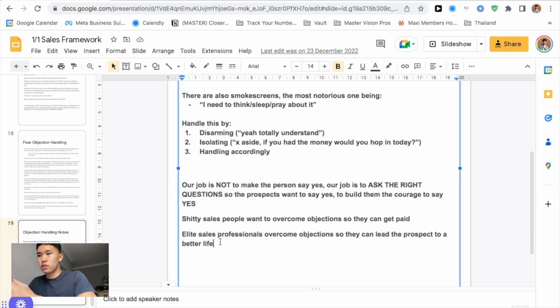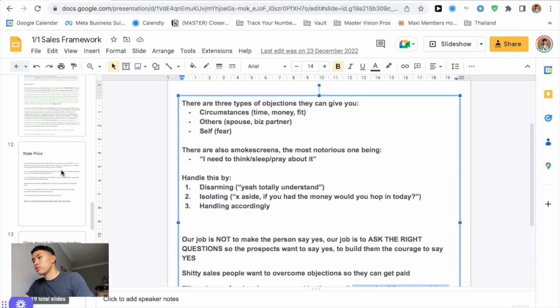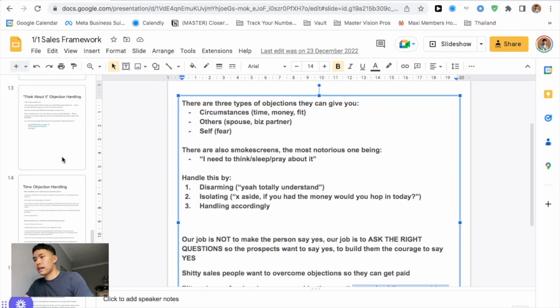This is asking questions and getting them to look in the mirror and see that their current situation is not the place to be. They need to move. And yeah, you can lead the prospect to a better life, as I said. But anyways, let's get back to the framework. Let's actually handle some objections.